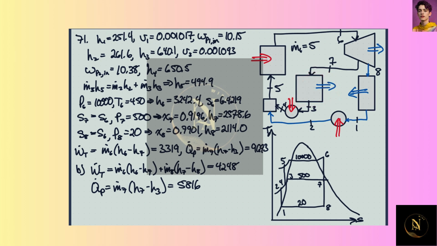They said steam leaves the process heater as a saturated liquid, and is pumped to the boiler pressure. In this mode of operation, no steam passes through the condenser, which operates at 20 kilopascals.